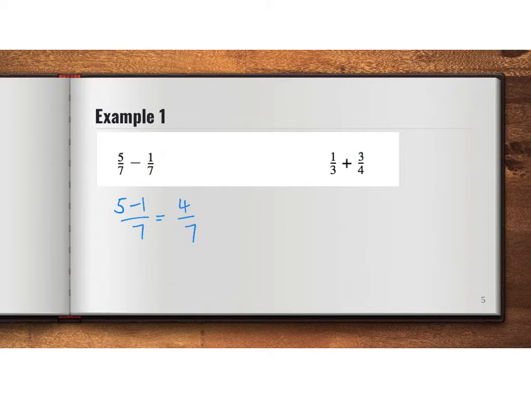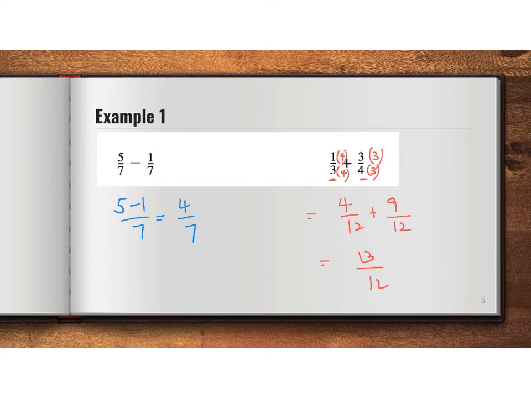In the second case, we need to find a common denominator. We have a 3 and a 4. So we need to ask ourselves, what does 3 and 4 both go into? That would be 12, or 3 times 4. So I'm going to multiply this side by 4 and this side by 3 in order to make the 12. What I do to the bottom, I need to do the top in order for it to be equivalent. So that needs to be multiplied by 4, and that needs to be multiplied by 3. So rewriting that, I have 4 over 12 plus 9 over 12, which equals 13 over 12.